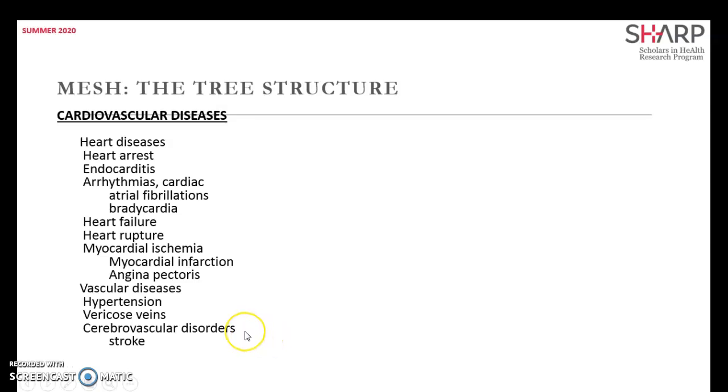What do I mean by a mesh tree structure? And what do I mean by a mesh to begin with? A mesh is the controlled vocab, which is the abbreviation of medical subject heading. In Medline, the controlled vocab is called mesh, medical subject heading. What does it mean?